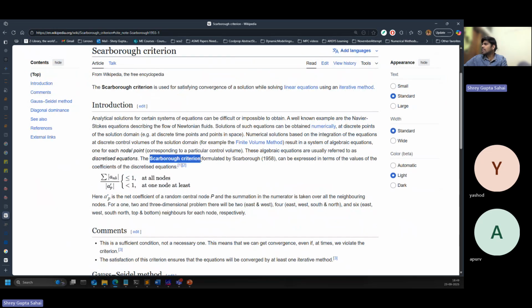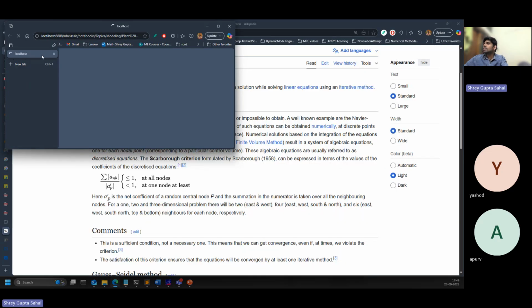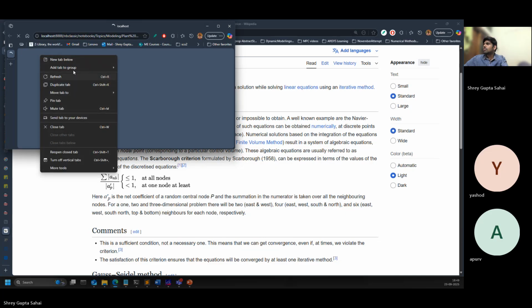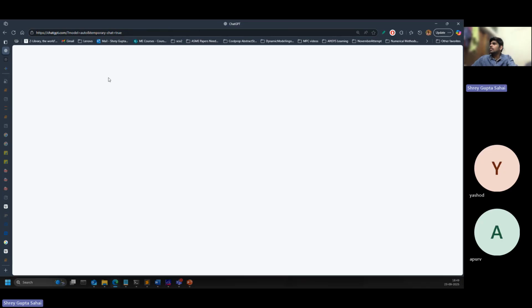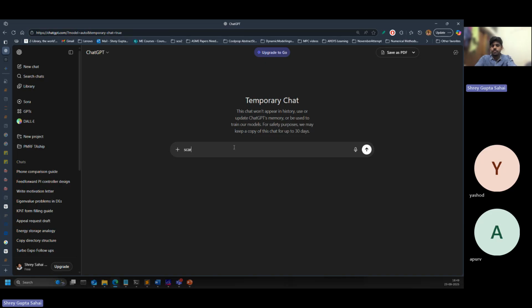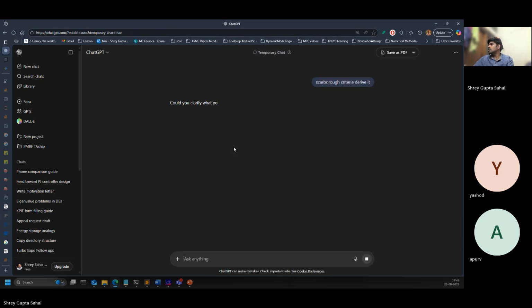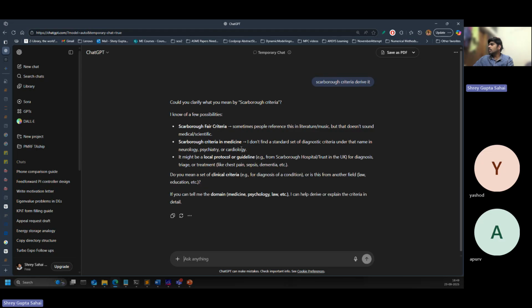So maybe actually, let's ask ChatGPT also. Can you derive Scarborough criteria? This guy does it very nicely. Okay, so let's ask ChatGPT once. Yeah, whatever the spelling is. So I know a few possibility. No, not in numerical method.